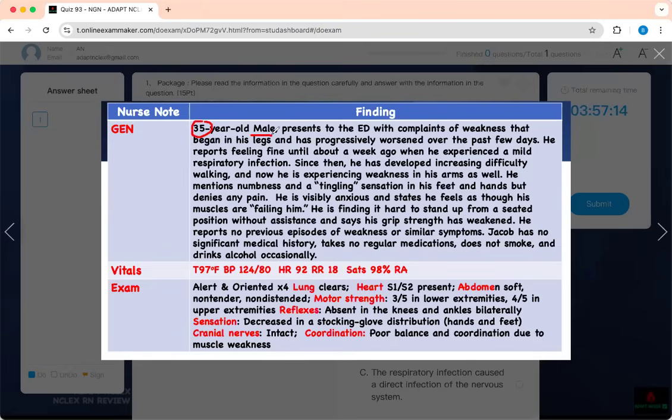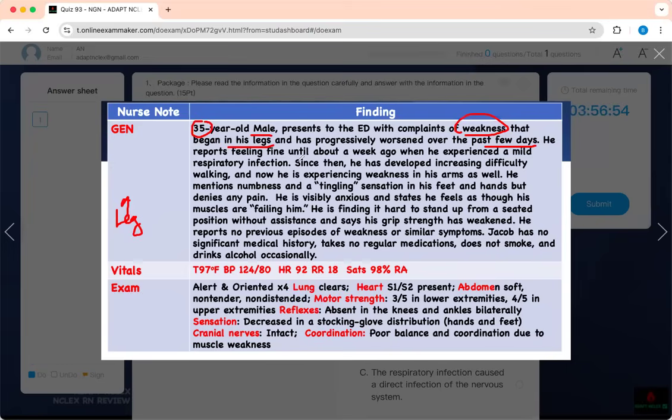35-year-old male, irrelevant. Presents to the emergency room with the complaint of what? Weakness that begins in the leg and has progressively worsened over the past few days. That is the key. Leg, and it's worsening. So he started from the leg.